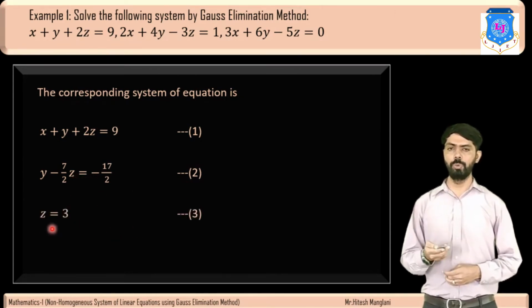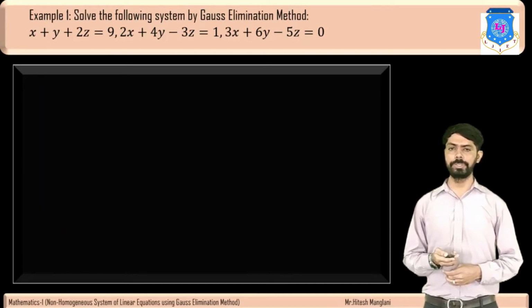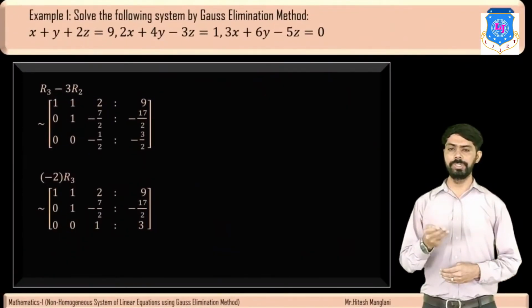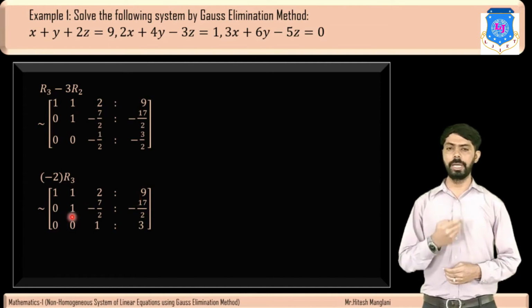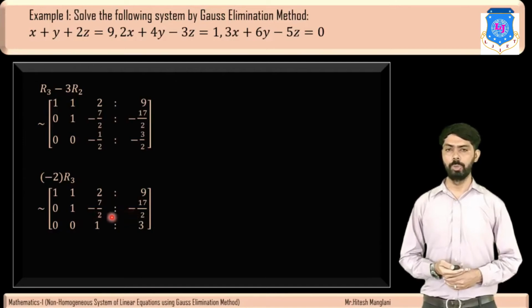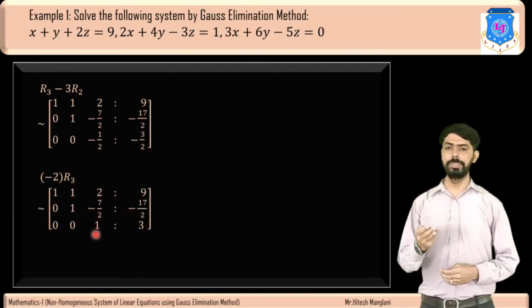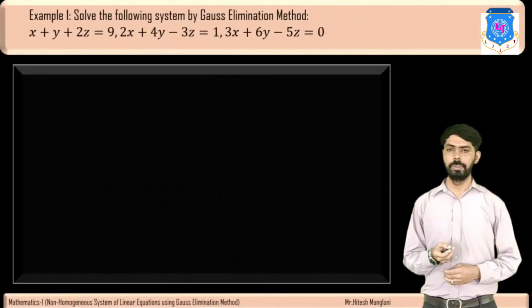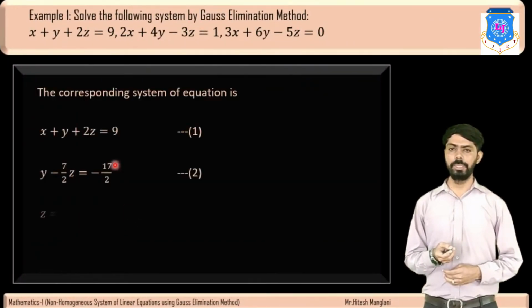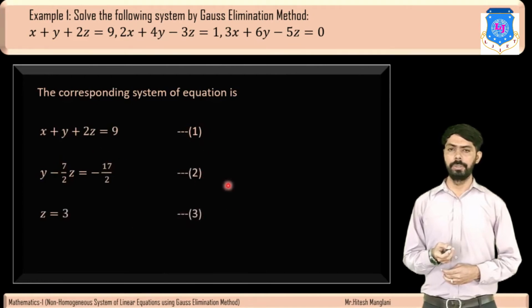So here, if you look at the augmented matrix, then you can see that the first equation is x plus y plus 2z is equal to 9. Then the second equation is y minus 7 divided by 2 into z is equal to minus 17 by 2. Then the third equation is z is equal to 3. So these are three equations.